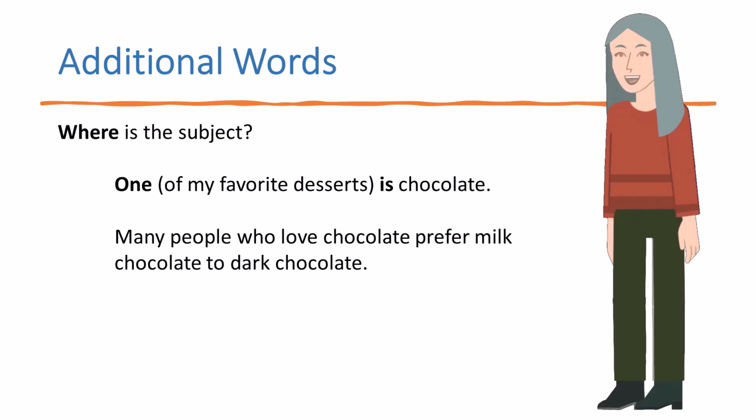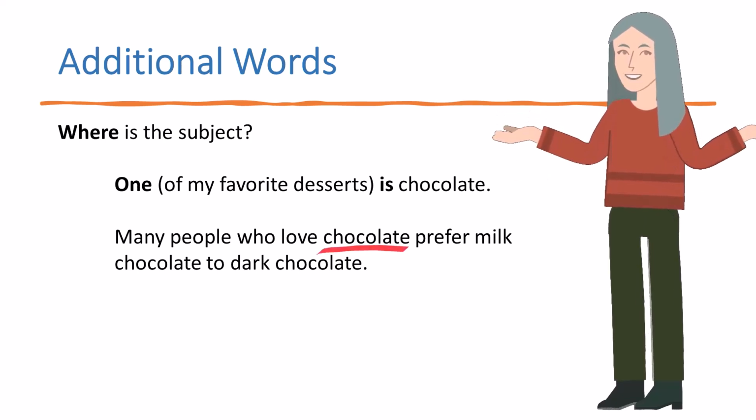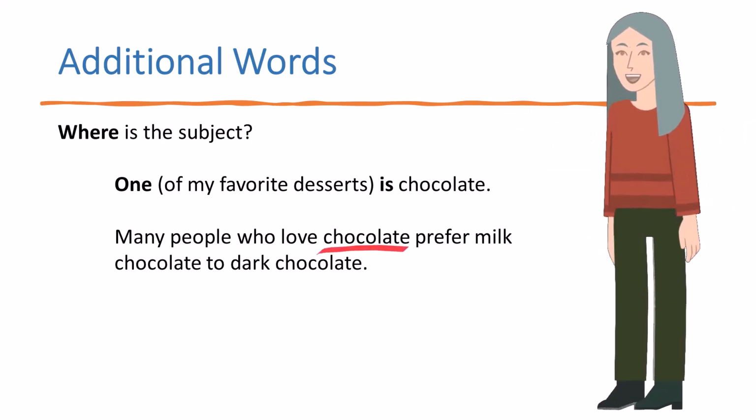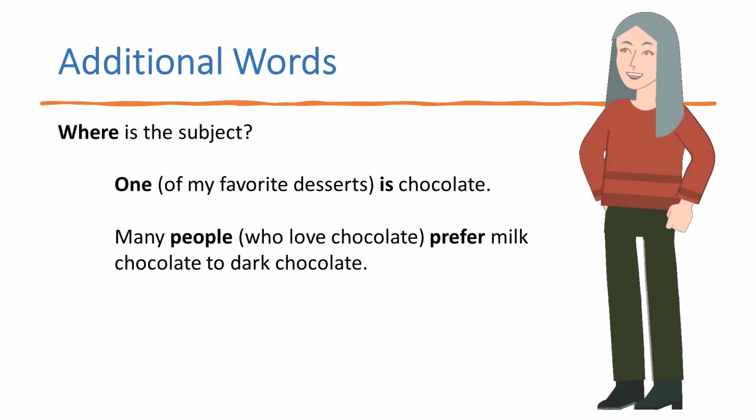Look at this example. Many people who love chocolate prefer milk chocolate to dark chocolate. Do you think the subject is chocolate? Let's do the parentheses test to see if there are additional words being added to the real subject. Now we can see that people is the correct subject, and so the verb needs to be the plural, prefer.